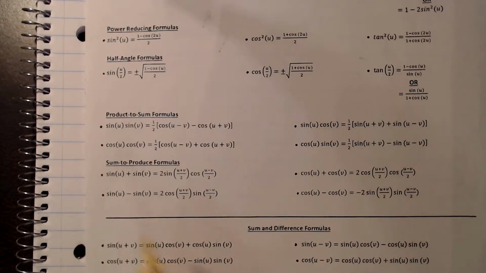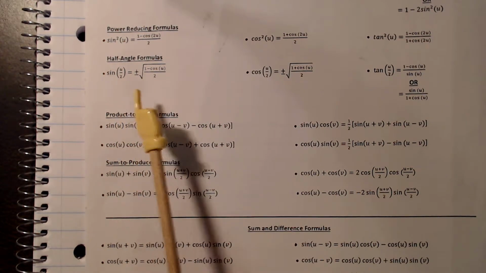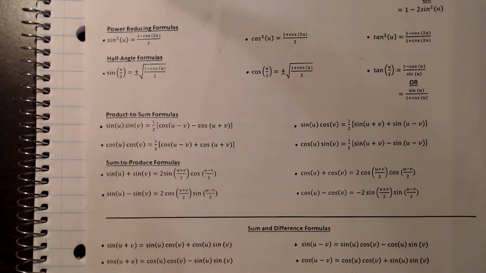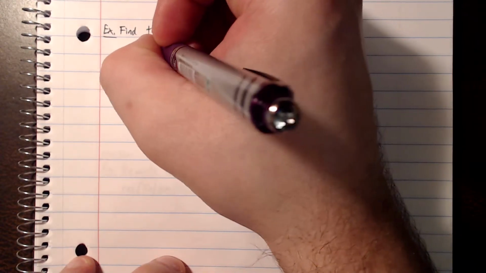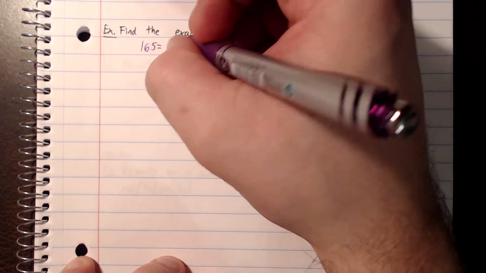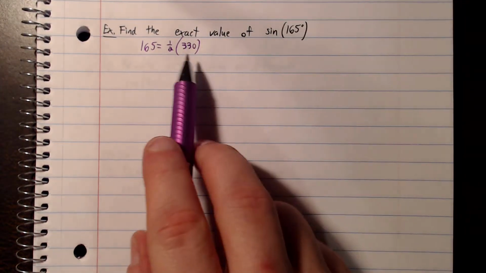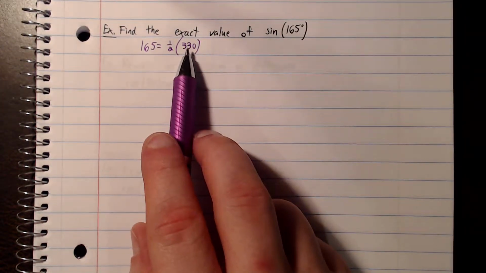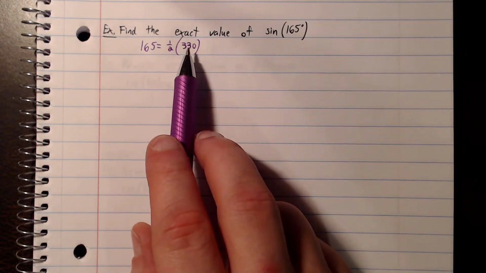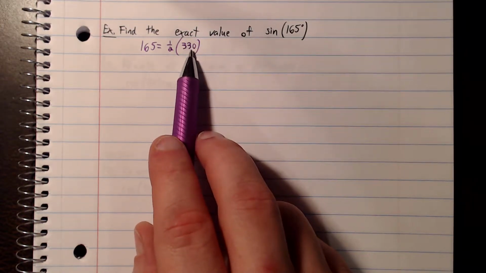How did I know half-angle? Because what I need to think about, if I can't add and subtract to get that value, now I have to start thinking about, all right, well, is it a multiple of something that shows up? And in fact, it is. 165 is equal to half of 330. 330 appears on the unit circle. So this is something that we want.